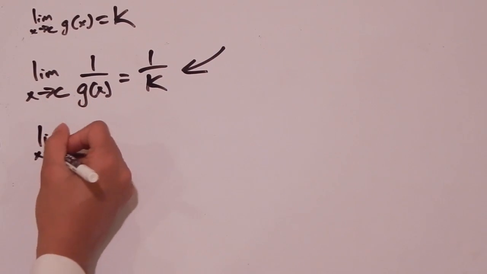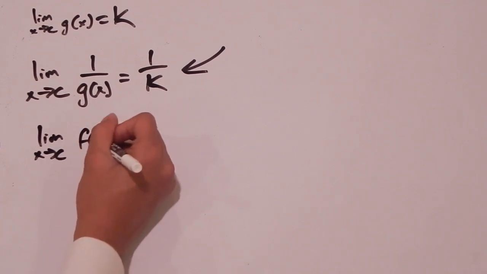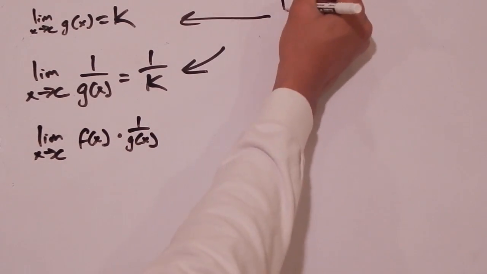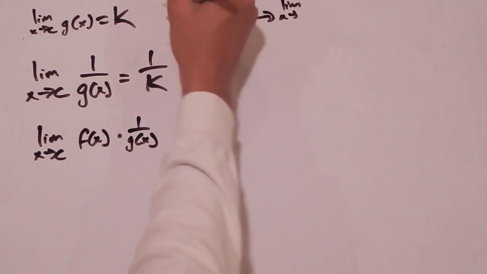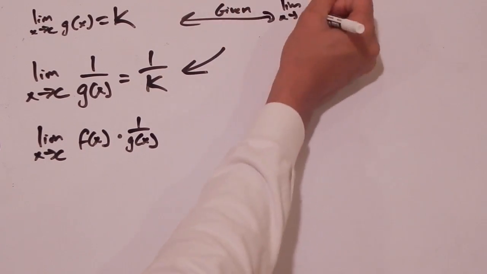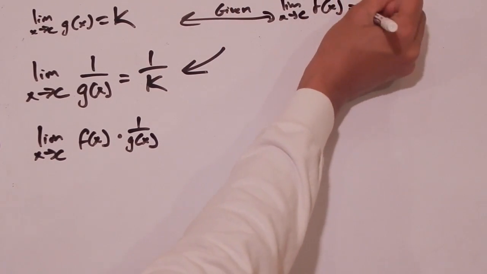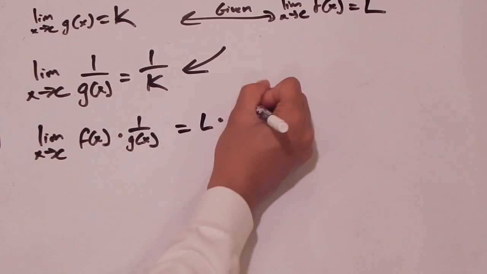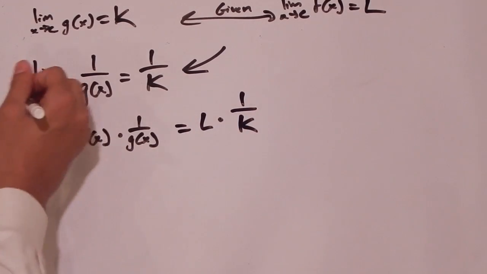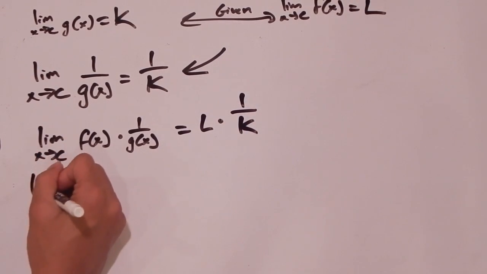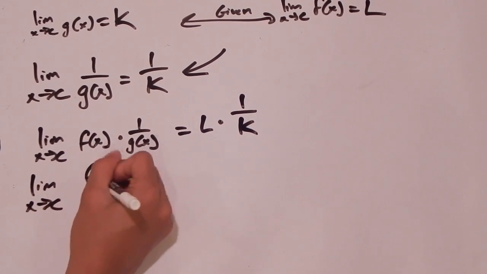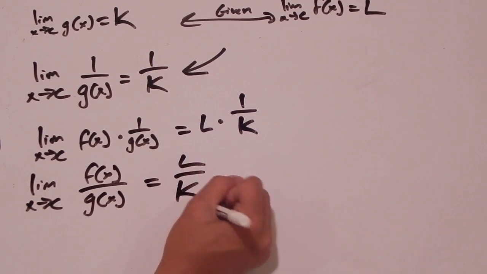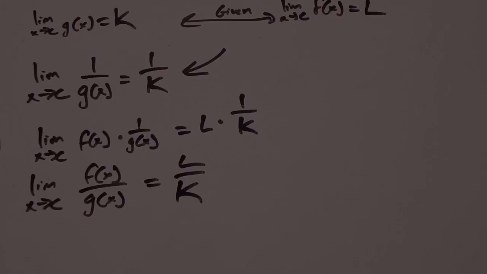Well, we're taking the limit as x goes to c of f of x times 1 over g of x. And remember, we know both these things are given: the limit as x goes to c of f of x is equal to L. And based on our product property, this is going to equal L times 1 over k, because we just proved this limit. So we get the limit as x goes to c of f of x over g of x is equal to L over k. And that is how you prove that quotient property.